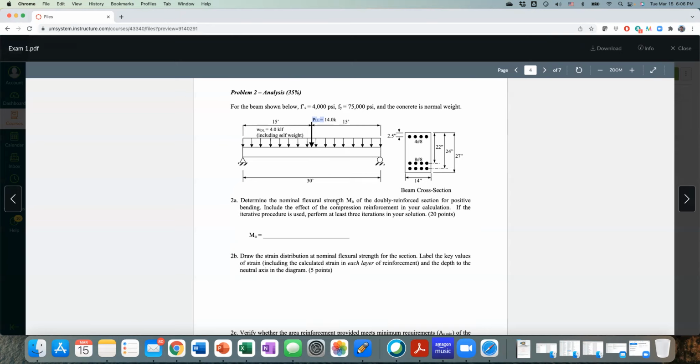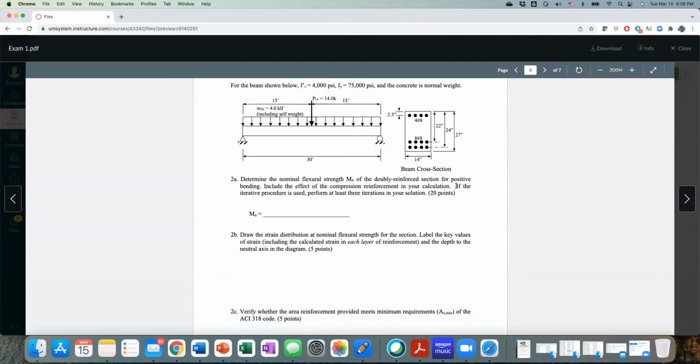2A, determine the nominal strength of a doubly reinforced section. You have compressive reinforcement as well. Everything is given in this problem: the geometry and the bar configuration. So this is more of an analysis problem, no design for this one. Mind you that it says if an iterative procedure is used, perform at least 3 iterations, which means you try at least 3 different compressive zone sizes c to get your answer.